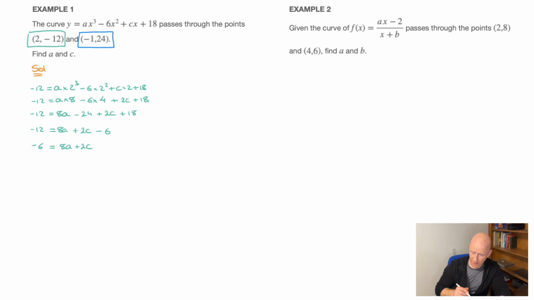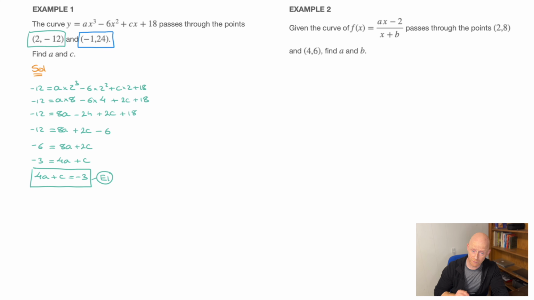We're nearly there. I now notice that every single term we have here has a factor of 2, and so dividing throughout by 2, this becomes -3, which equals 4a plus c, which I could rewrite as 4a plus c equals -3. In fact, I'll quickly do that here. That's 4a plus c equals -3. Done. We now have one equation involving the two unknown coefficients a and c, and I'll call that equation E1.